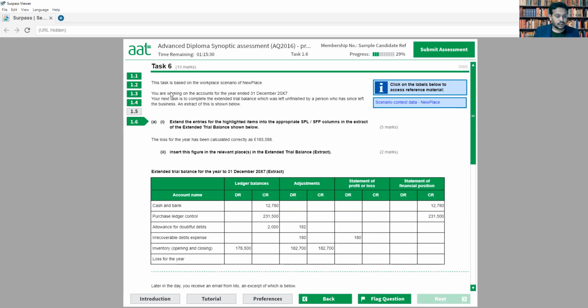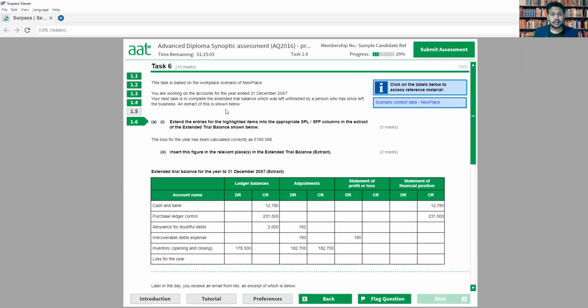So let's have a look at what we have here. This task is based on the workplace scenario of New Place. You are working on the accounts for the year ended 31st December 2017. Your next task is to complete the extended trial balance, which was left unfinished by a person who has since left the business, and an extract of it is shown below.